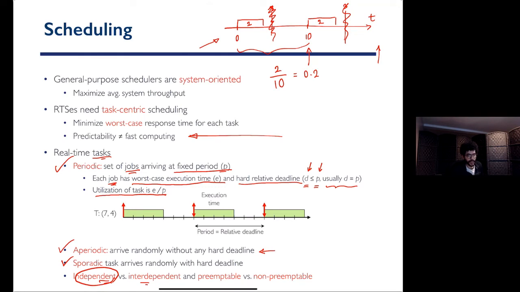The other thing is preemptible versus non-preemptible. We're going to assume that tasks are preemptible. Again, that's not always the case. You might have systems that are non-preemptible. So if you start a task, you have to finish it. But again, for simplicity, we're going to assume that we can preempt tasks at any time that we want.